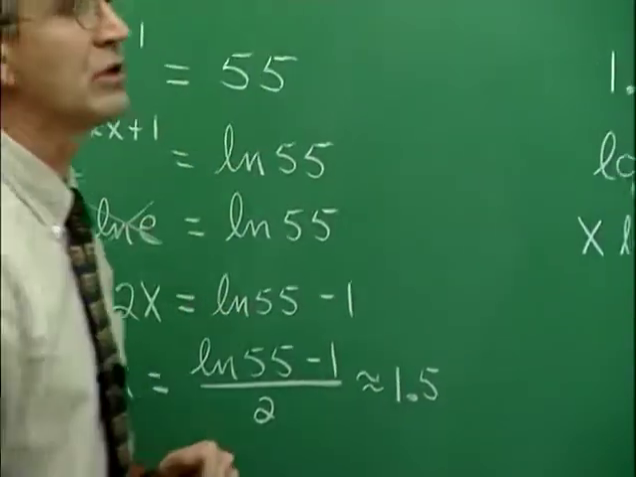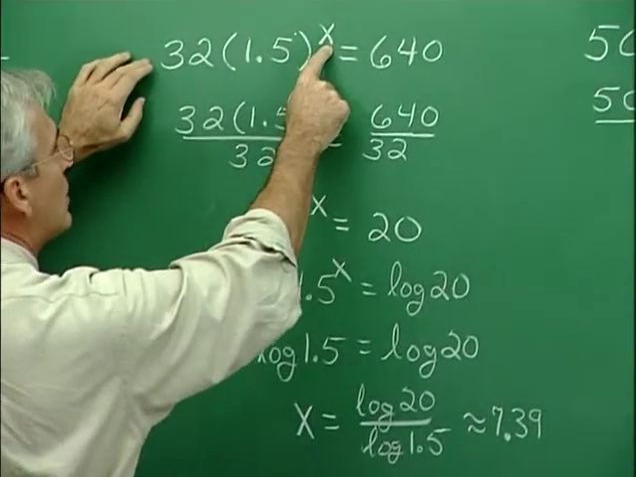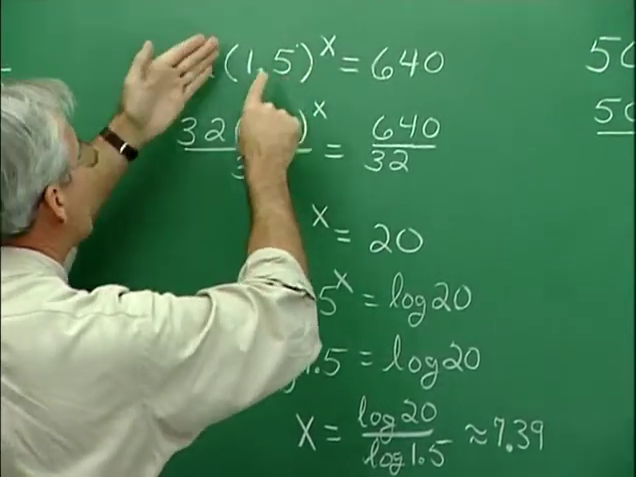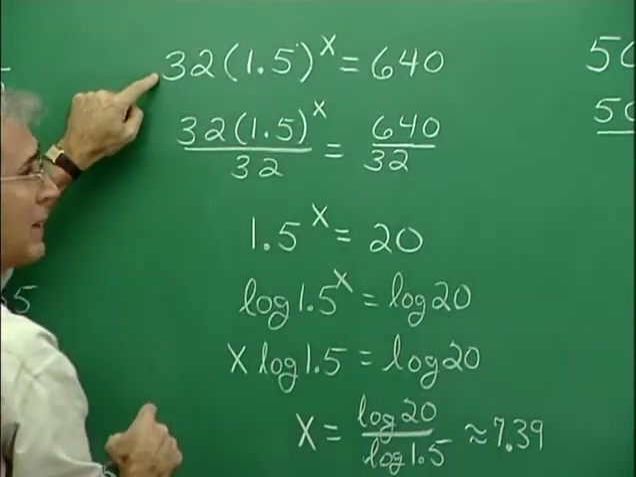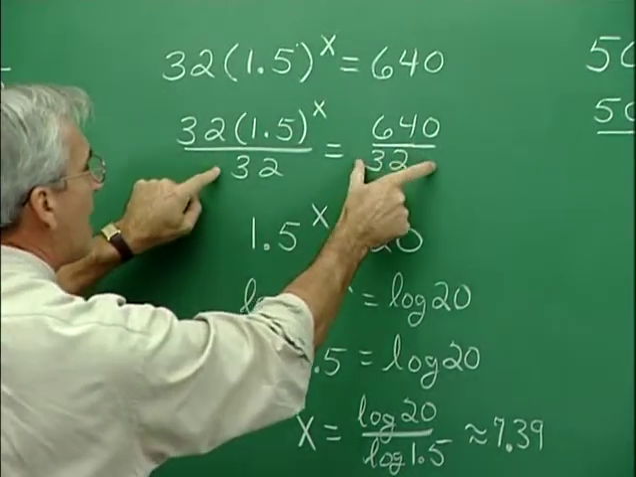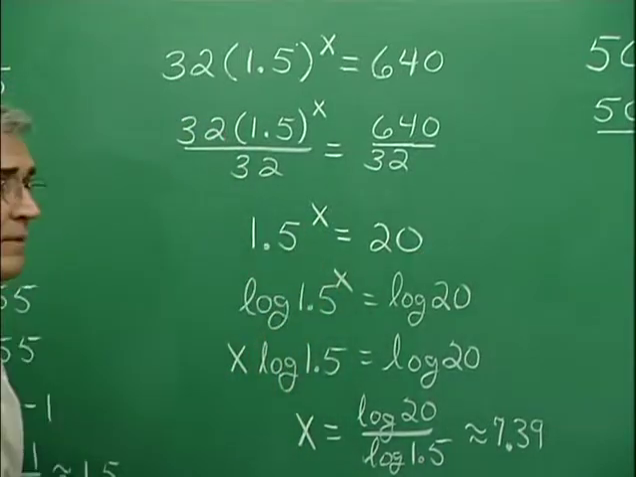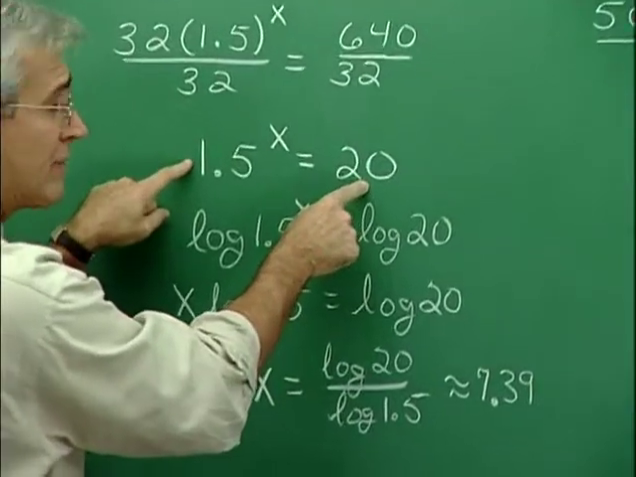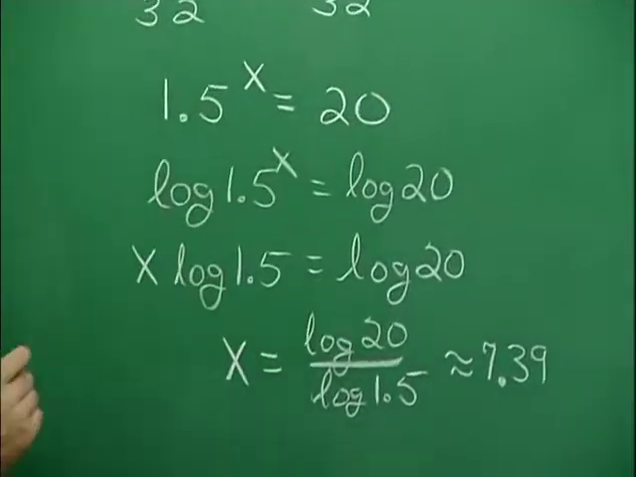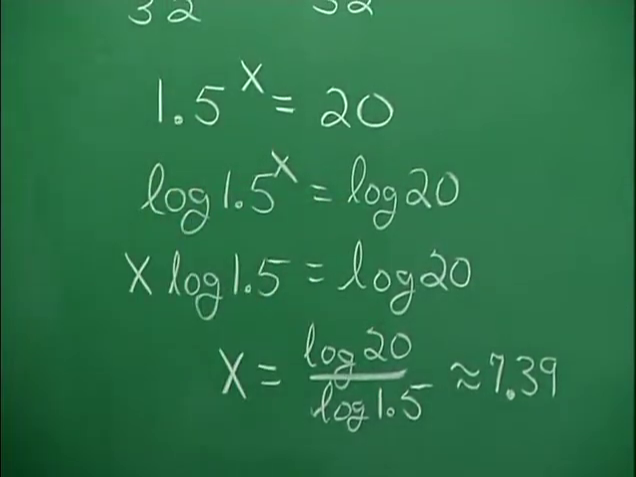Here again, we have a situation where we have an exponential type of equation. We want to isolate this base exponent combination, so we'll divide on both sides by 32. Dividing on the right by 32, we get 20, and on the left we have 1.5 to the x power. Now we would ask ourselves, can we make these bases look alike? Well, certainly not conveniently. So let's apply logarithm on both sides. I'm using common log now, so I apply common log on both sides.